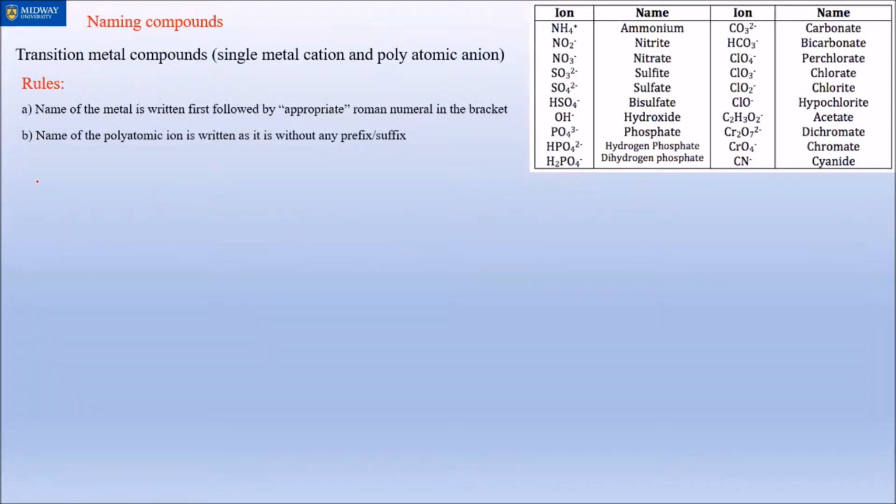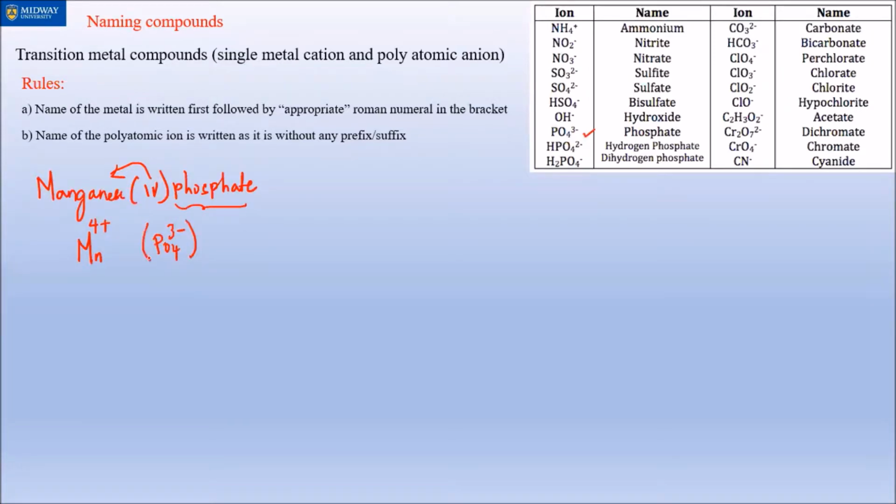So let's say manganese 4 phosphate. If I give you this, first you have to write the symbol like I did earlier, Mn for manganese. And the 4 goes with the manganese, so it's 4. And manganese is a transition metal, so it's plus. Phosphate, you go to the table, and it's over here. It's PO4, 3 minus. Remember, I put these in brackets.